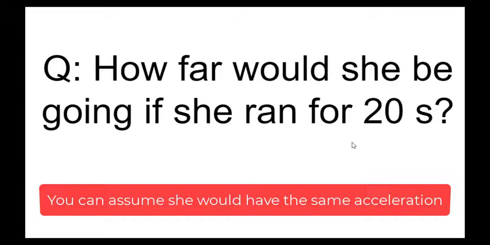Now I would like you to solve how far would she be going if she ran for 20 seconds. I want you to try to solve it, and then I will show you my solution, how I would like you to solve it after the fact. How far would she have gone after 20 seconds of the same acceleration? So the first thing we need to figure out is what we know in this problem in order to make this prediction of how far.